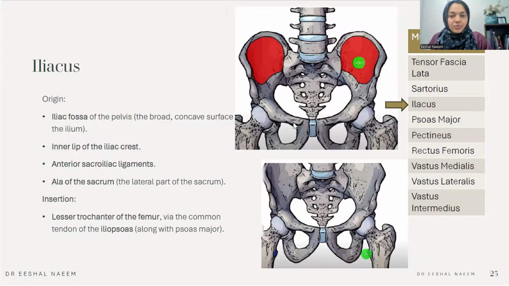Okay, so the iliacus muscle, as you can see, this red area, it originates from here. This includes the ala of the sacrum, the inner lip of the iliac crest, and the entire iliac fossa. That is also enough to say that it's originating from the iliac fossa and it's inserting into the lesser trochanter of the femur via the common tendon. So it's going to merge with the psoas major and insert into the lesser trochanter of the femur.